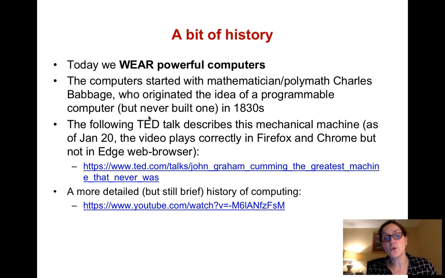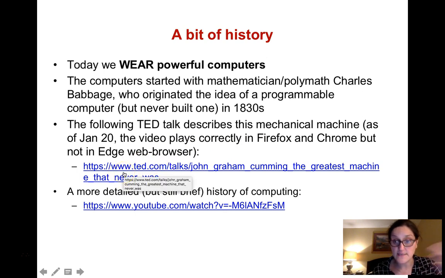Now, computers started in the 1830s. At that point, they were conceptualized as mechanical devices. Whatever storage of numbers you had in that computer, you had to have literally metal wheels with digits in order to store those numbers. That was, of course, pretty cumbersome. The TED Talk that describes this first mechanical machine has been sent to you already, and it's also linked in this presentation.